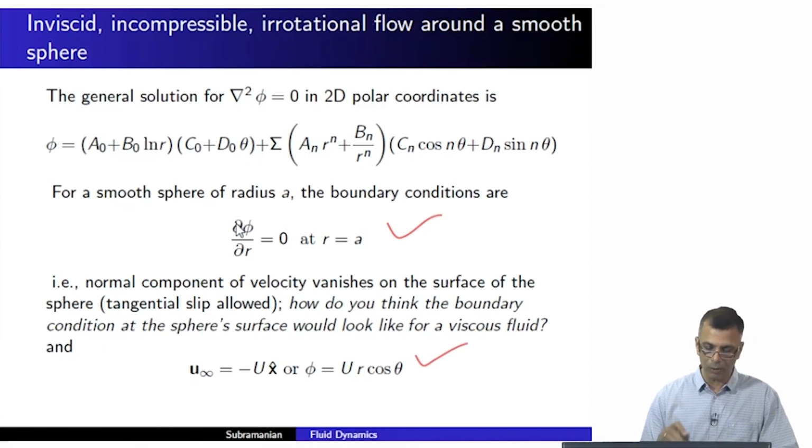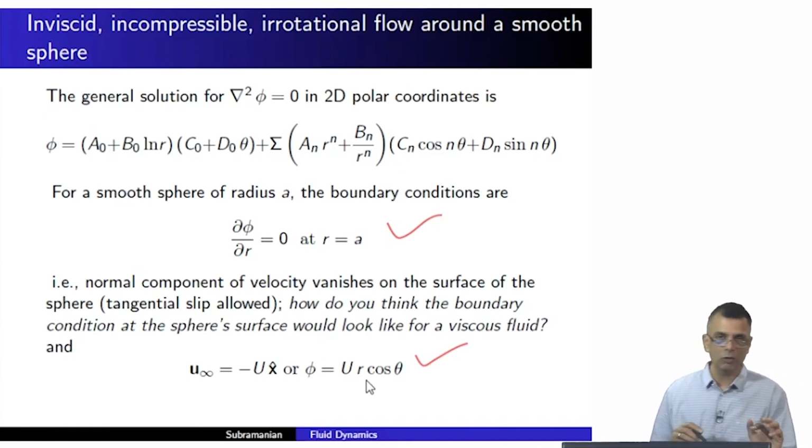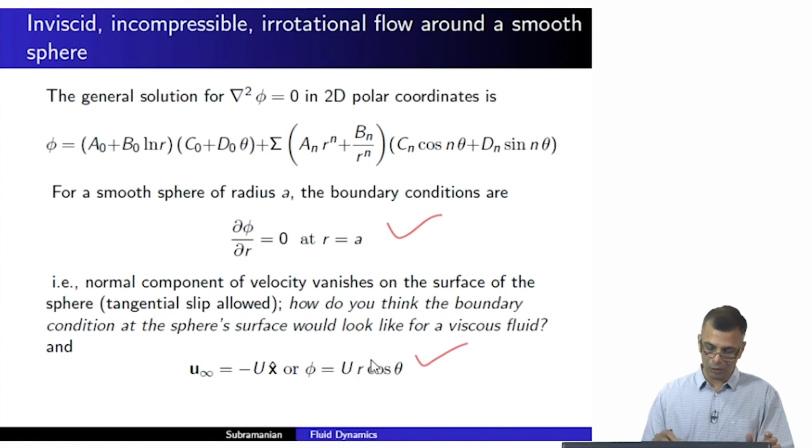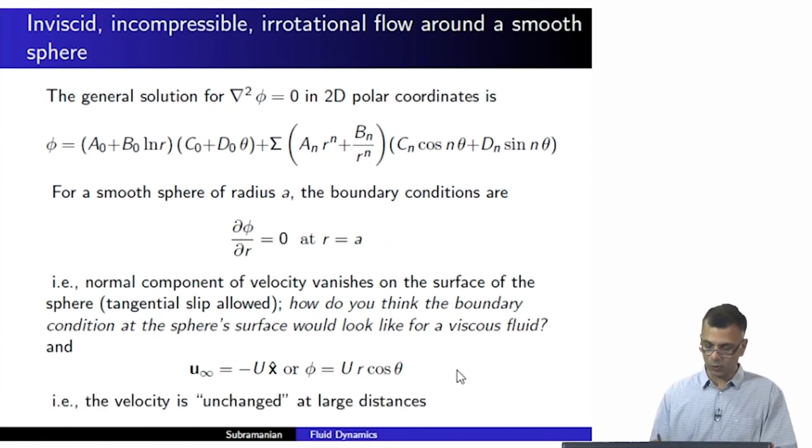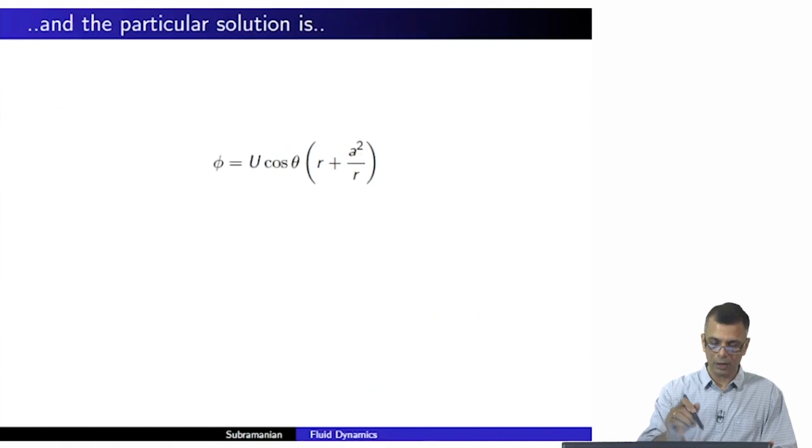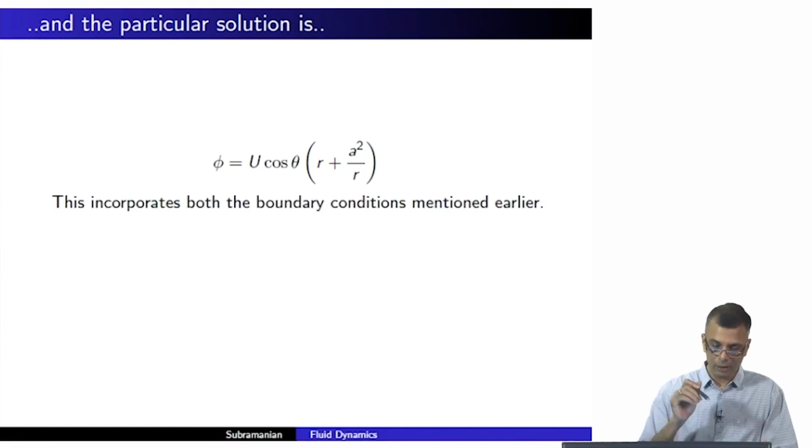I think that's called the Neumann boundary condition. This is called a Dirichlet boundary condition, unless I've got them mixed up. At any rate, this is a mixed problem. You either have two Dirichlet, two Neumann, or a mixed. Here is a boundary condition on the variable itself, and here is a boundary condition on the derivative of the variable, the normal derivative, to be specific. You apply both of these to this particular solution, like I explained a moment ago, and the particular solution is this. This incorporates both the boundary conditions mentioned earlier.